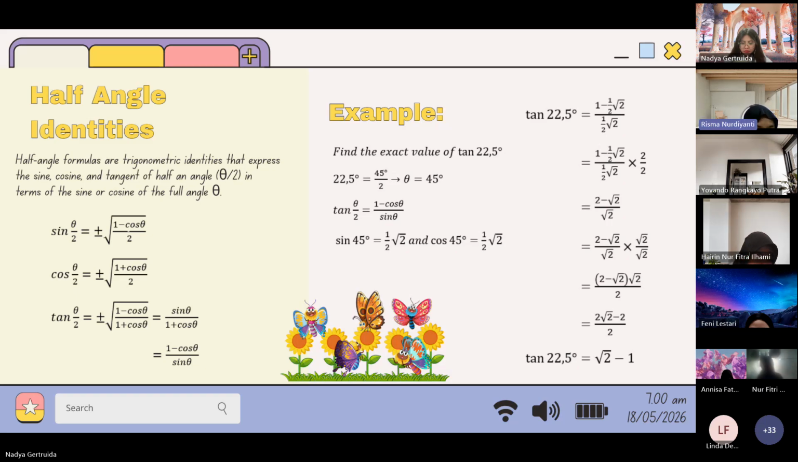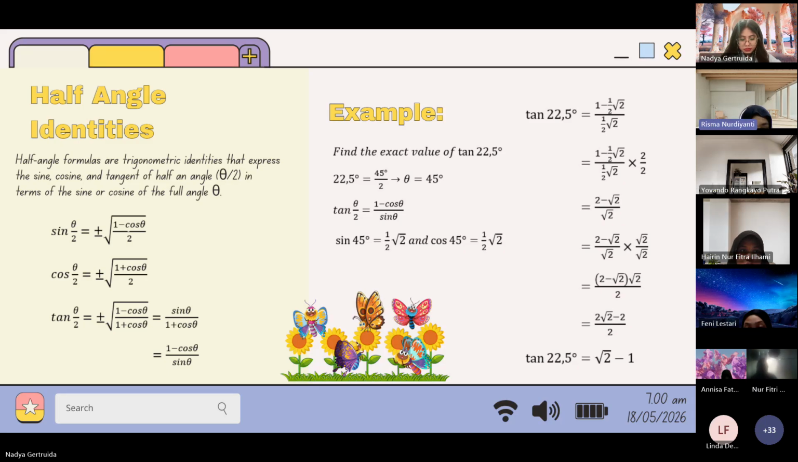Third, tangent theta over 2 equals plus or minus the square root of 1 minus cosine theta over 1 plus cosine theta. This can also be written as sin theta over 1 plus cosine theta, or 1 minus cosine theta over sin theta.